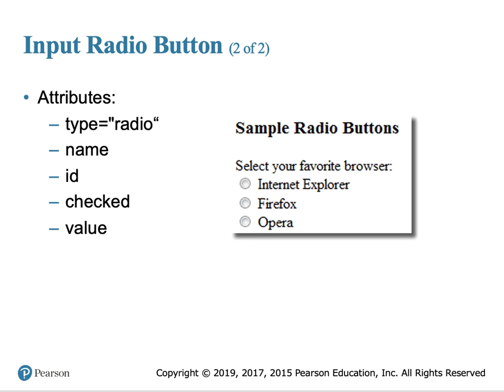So as a reminder, checkboxes are used for multiple items that the user can select, such as desired pizza toppings when ordering a pizza.